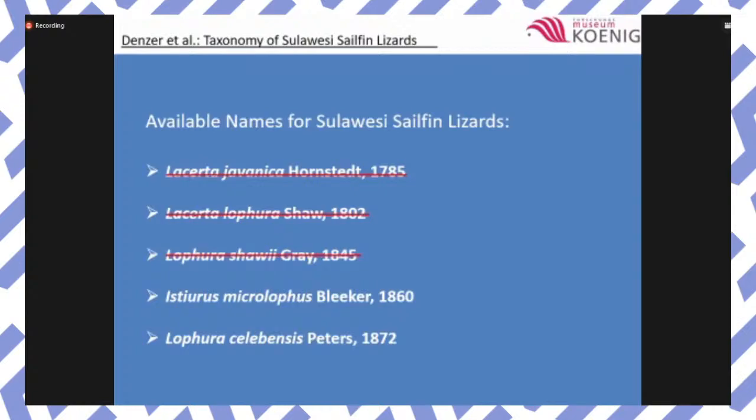So the only names that are available are Istiurus microlophus, described by Peter Bleeker in 1860. He was a famous ichthyologist, publishing many papers about the fish of Indonesia. And the second name is Lufura celebensis, described by Wilhelm Peters 12 years later.